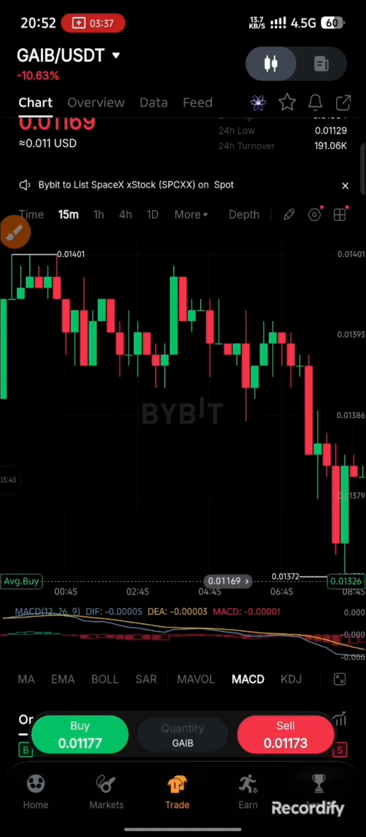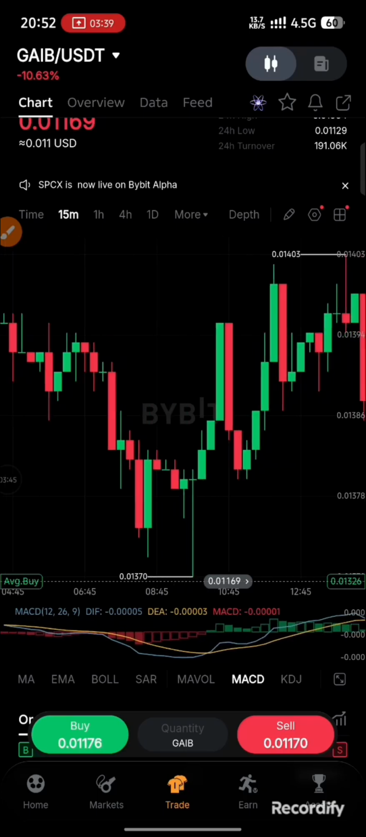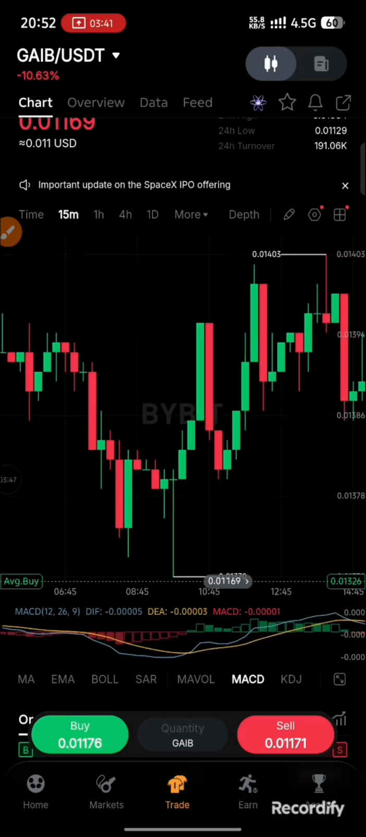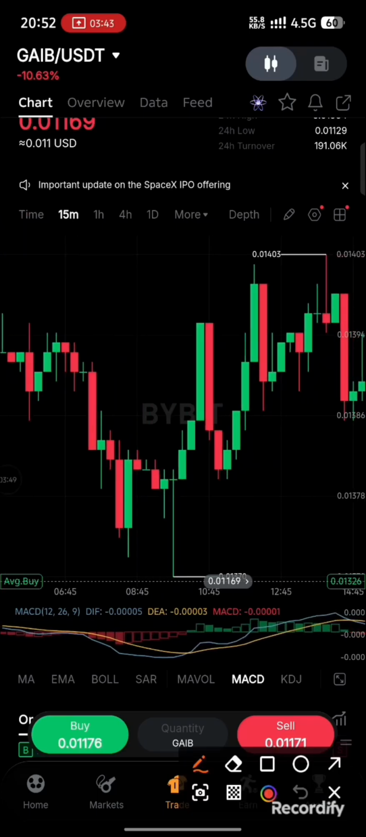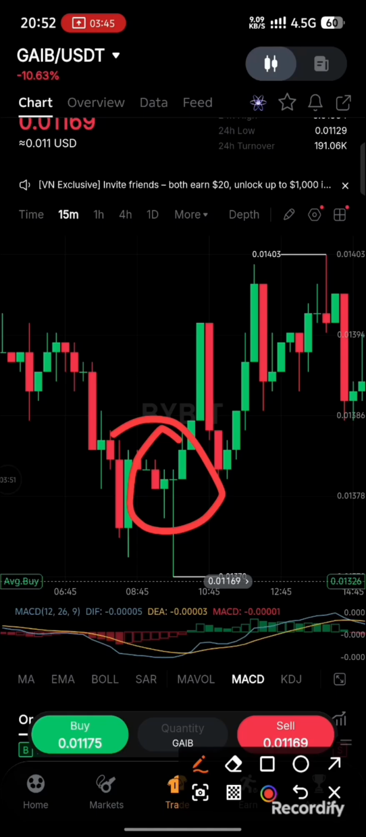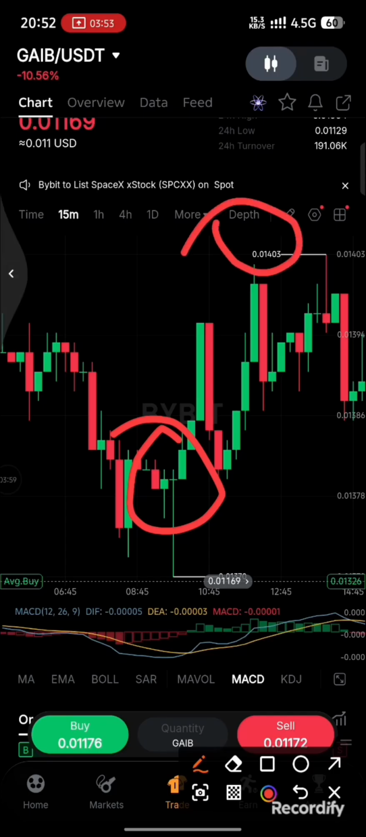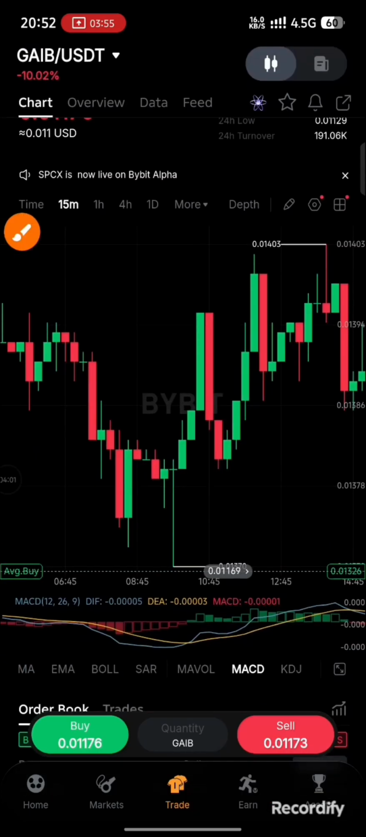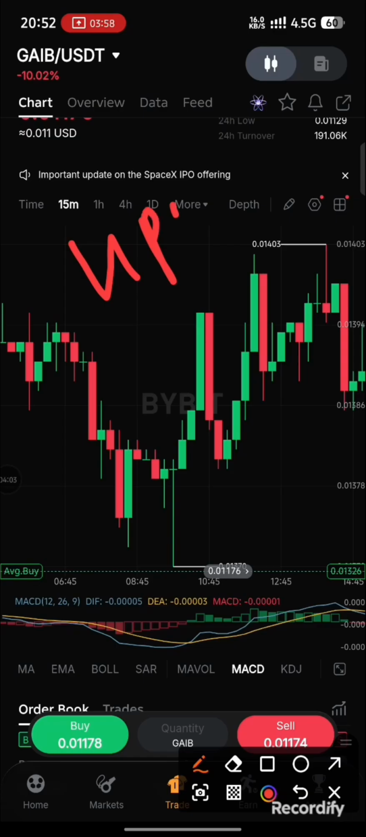Let's look out for another place again. You can see here as well. So this is proof that a hammer, and sometimes with a shooting star, is a sign of a reversal, known as an upward trend.